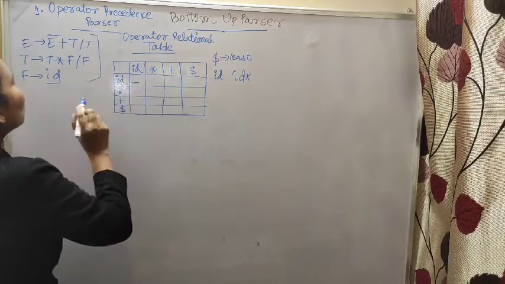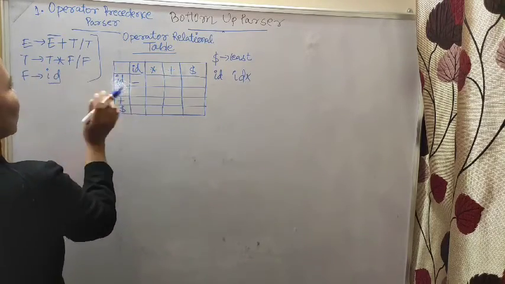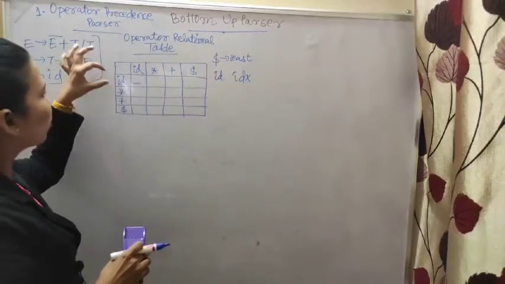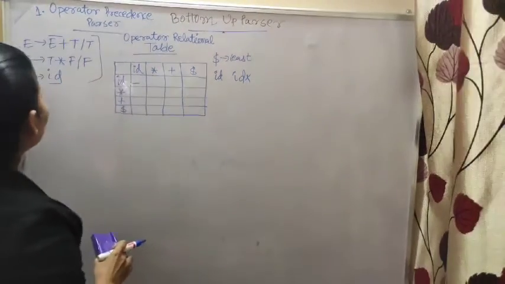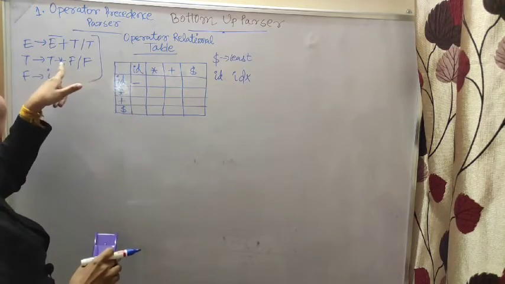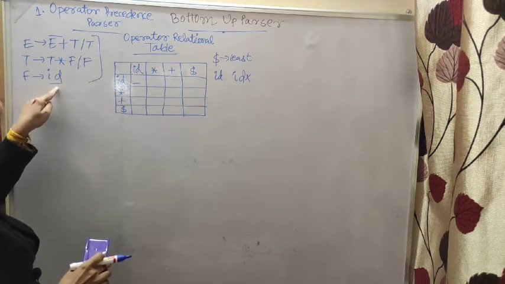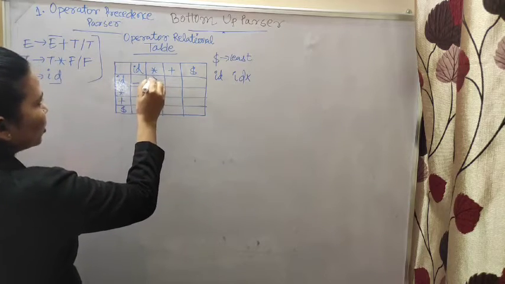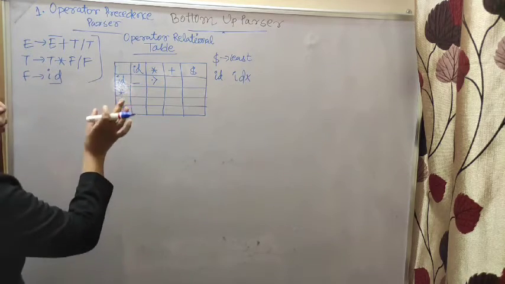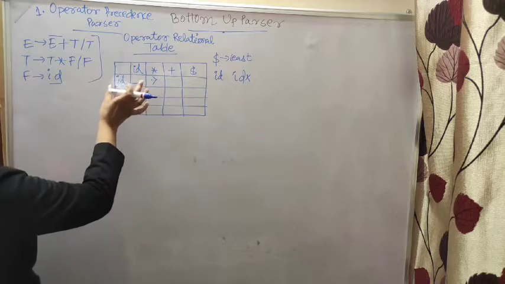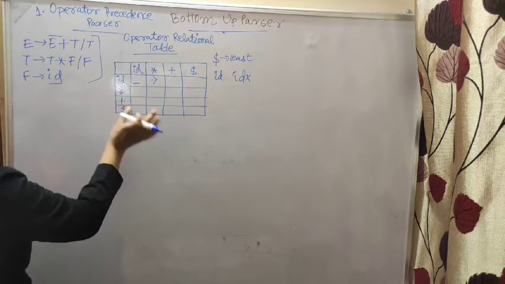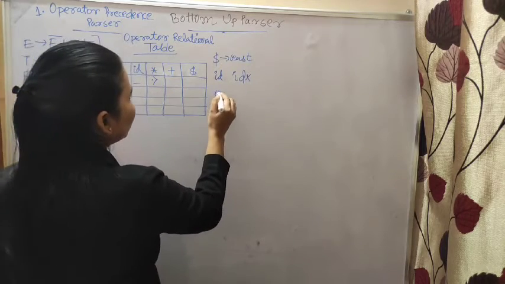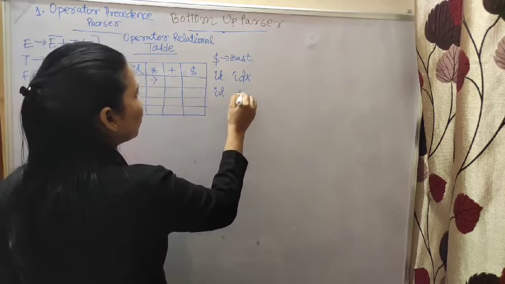Now ID to star. First you check the row name and then the column name. Row name is ID, column name is star. So which one is the highest precedence? ID. Okay, so whenever the row has the highest precedence, give a greater than sign, and the same for plus. You will check which one is the highest precedence. If your left side is the highest precedence, then suppose here ID and star are given, which one is the highest precedence?